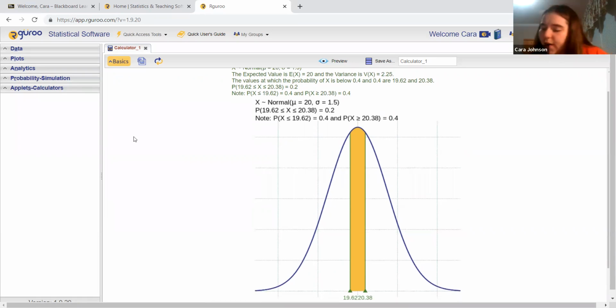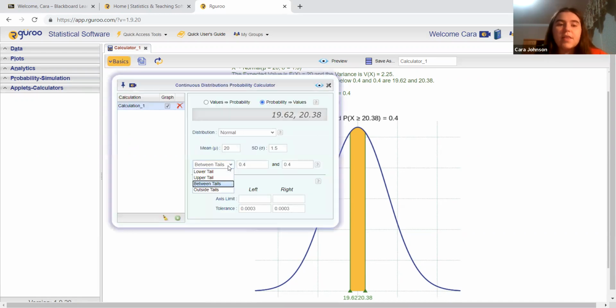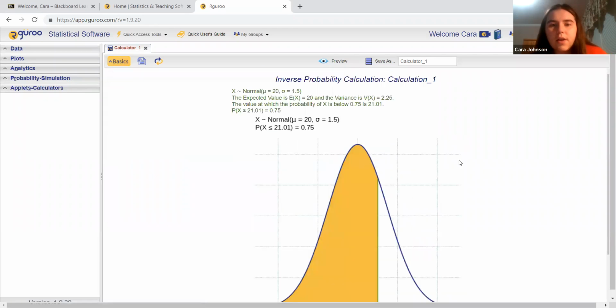The next question, find the manufacturing time in which 75% of the products are manufactured faster than it. So if 75% of the products are manufactured faster, that means 75% of the data is below your data value. So we're going to have a lower tail of 0.75. Hit the eyeball, and there we go.